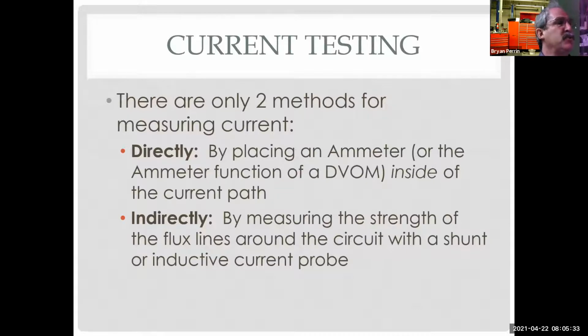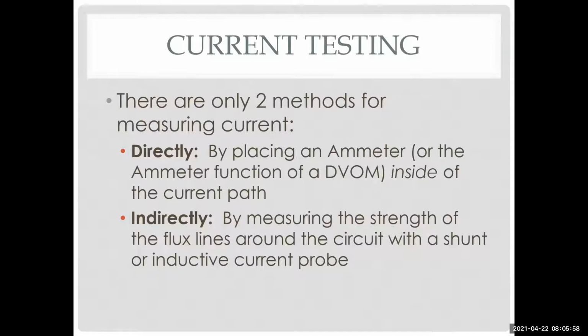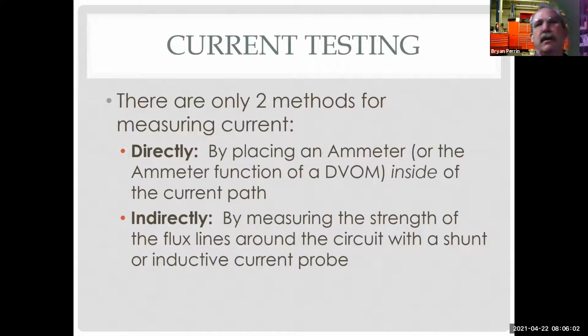The other way is indirectly, by measuring the strength of the flux lines around the circuit with a shunt or inductive probe. We have three different kinds of inductive probes. I have a high amp probe that will measure normally up to somewhere between 400 and 1,000 amps, depending on the model of the probe. I have a low amp probe that normally measures up to about 40 or 60 amps, depending on design.